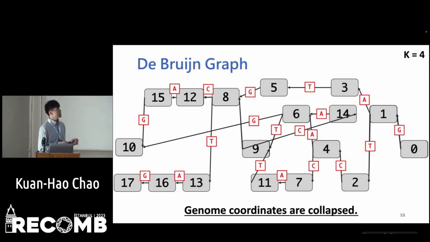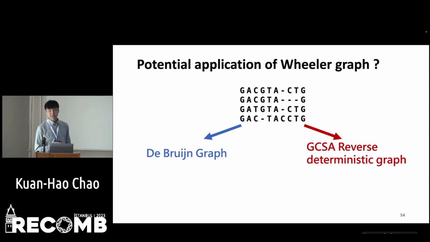So this graph is a weighted graph. However, it has the drawback that genome coordinates are collapsed. So what about the reverse deterministic graph?